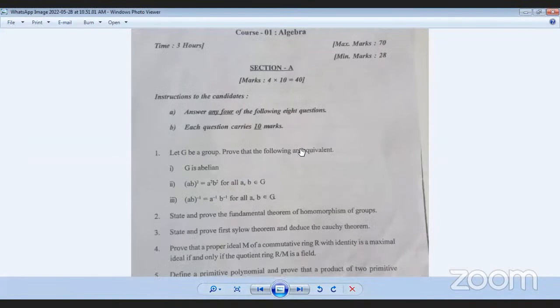Now it is visible. Yes, sir. Let G be a group. Prove the following are equivalent: G is abelian; (AB)² equals A²B² for all A, B belonging to G; (AB)⁻¹ equals A⁻¹B⁻¹ for all A, B belonging to G. Am I correct? Yes, sir.